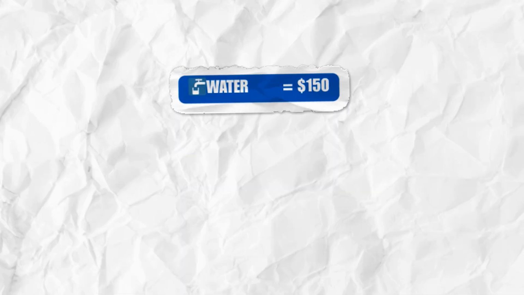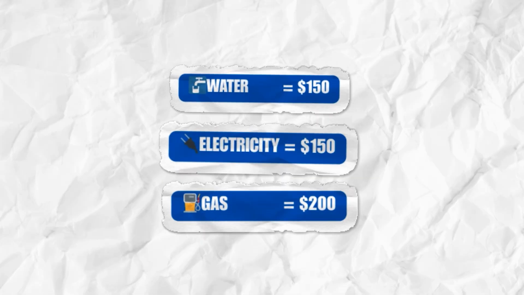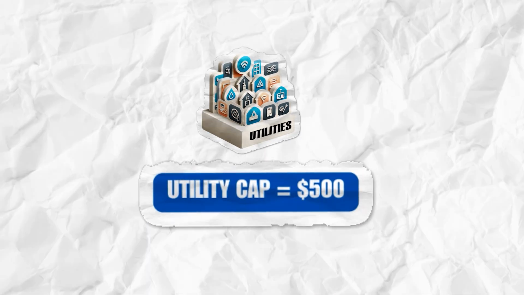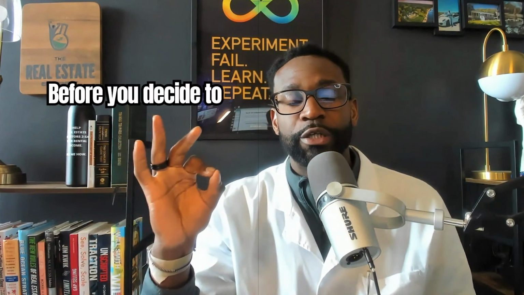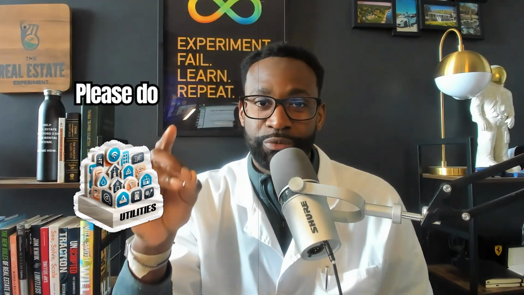Water is 150, electricity is 150, so now you're at 300, and gas for 200. And now you're looking at a total of 500, right? That would be your utility cap of 500. Before you decide to include utilities in your midterm rental or not, please do this.